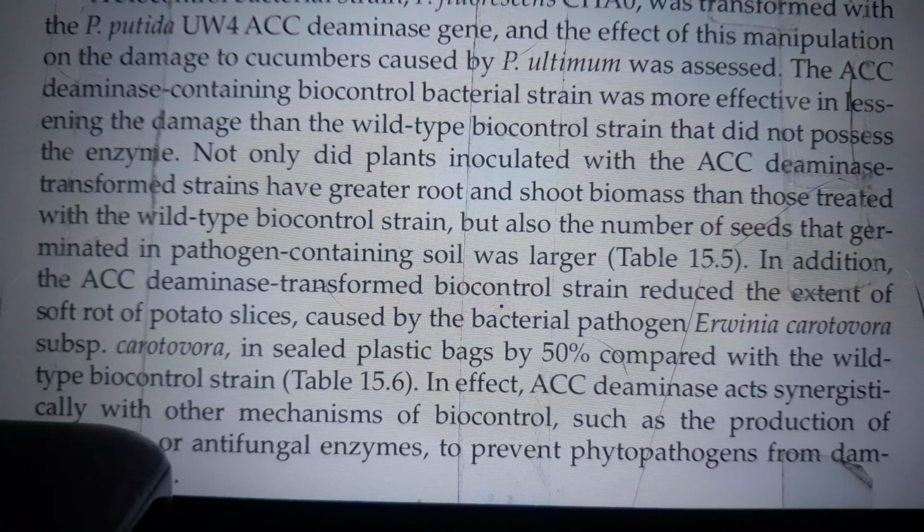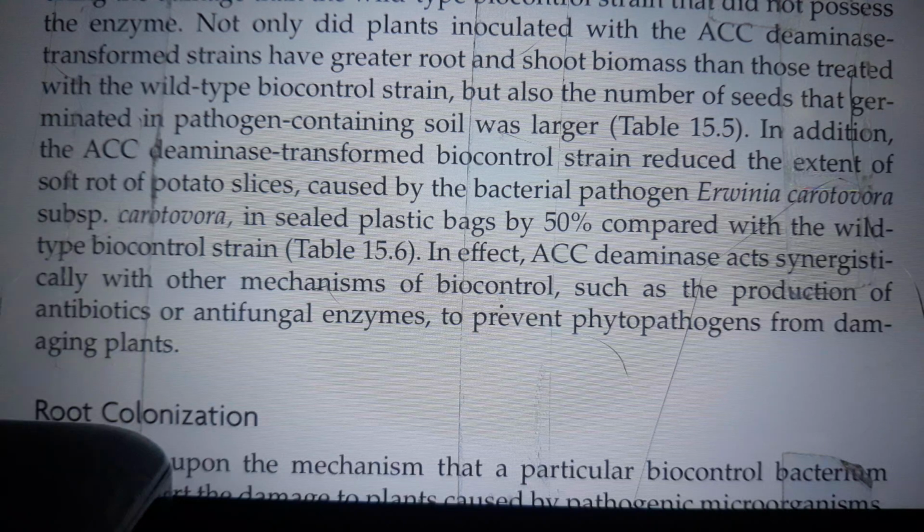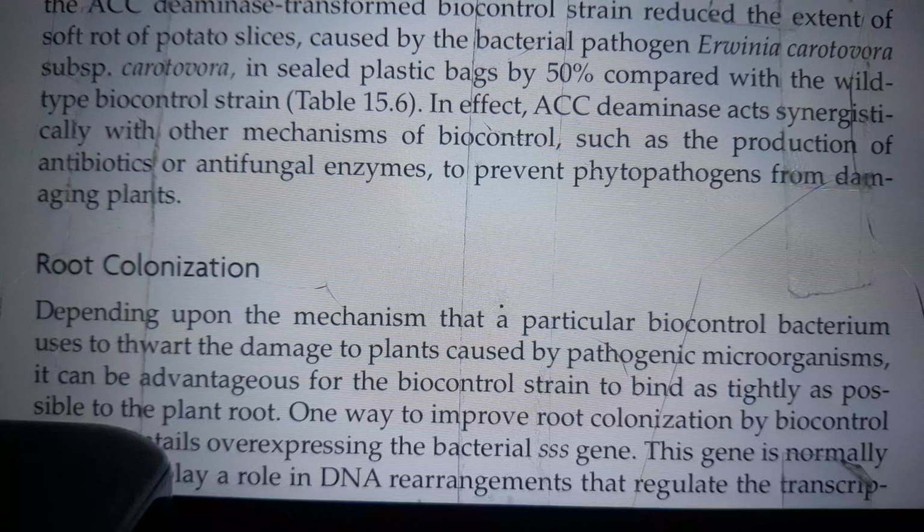Not only did plants inoculated with the ACC deaminase transformed strains have greater root and shoot biomass than those treated with the wild-type biocontrol strain, but also the number of seeds that germinated in pathogen-containing soil was larger. In addition, the transformed biocontrol strain reduced the extent of soft rot on potato slices caused by the bacterial pathogen Erwinia carotovora subspecies carotovora in sealed plastic bags by 50% compared with the wild-type biocontrol strain.